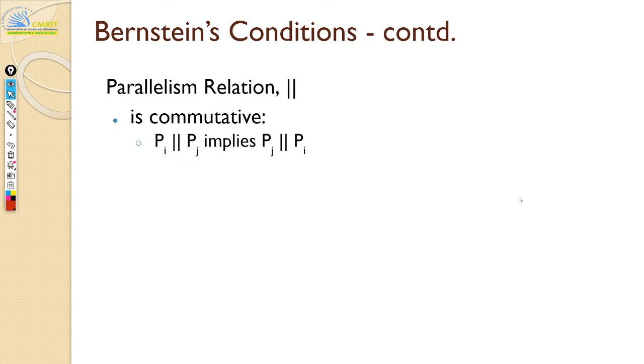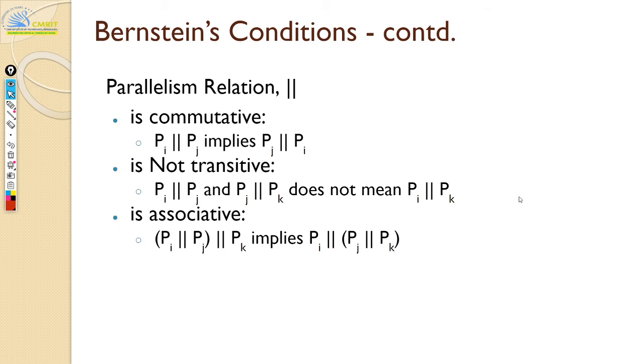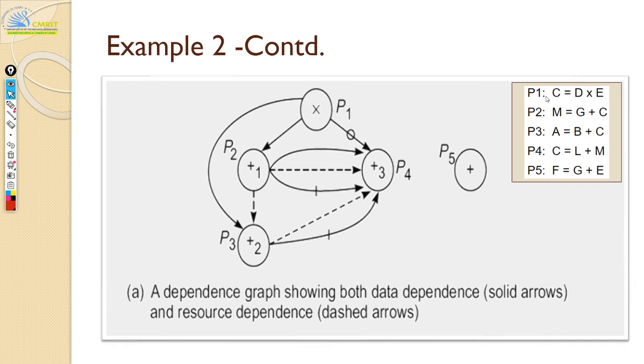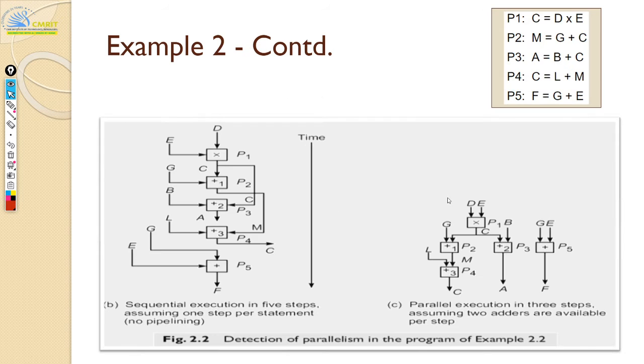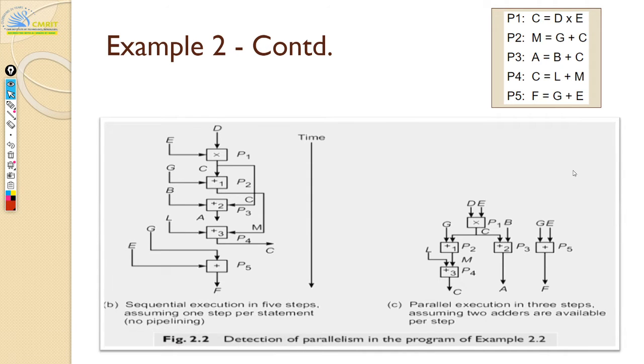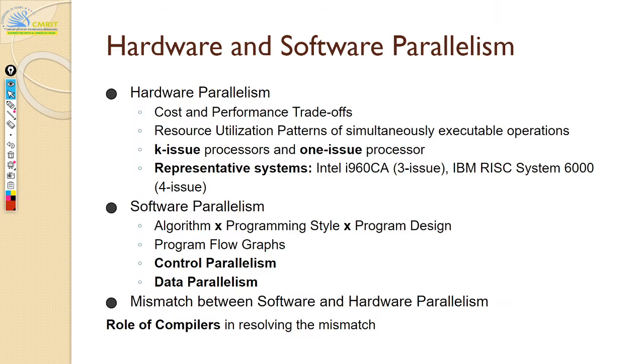Okay, and we saw some relations: commutative, it's not transitive, but it's associative, and things like that. We also saw an example where we had five different statements, and based on that we came up with a dependency graph. And also when we executed serially, it took 5 steps, and then when we do it parallelly, we were able to do it in 3 steps. Okay, so this is a considerable improvement. So that's what we saw yesterday, okay, in last class. So today we will continue with that.